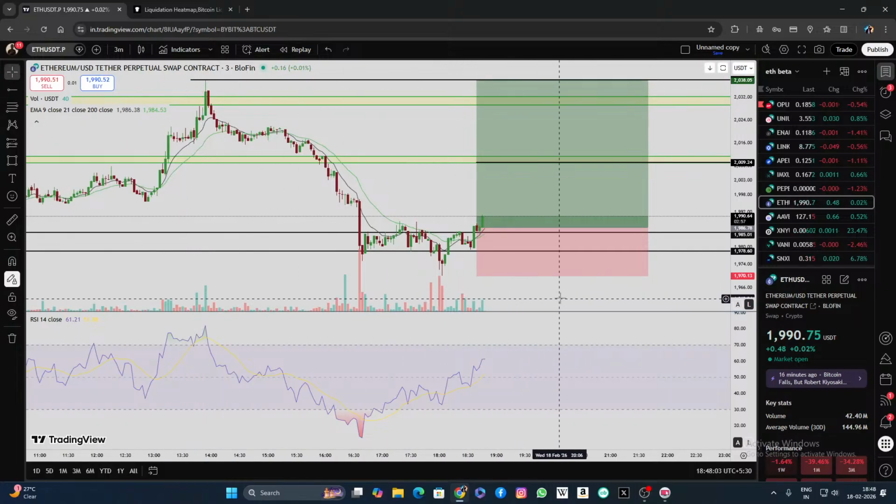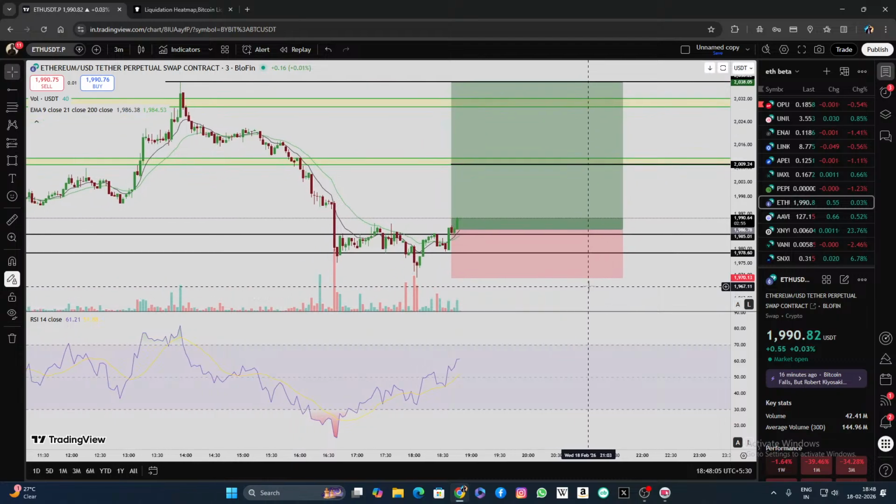Let's go. Is anybody in this trade with me? Is there anybody in this trade with me? Please write it in the chat box.